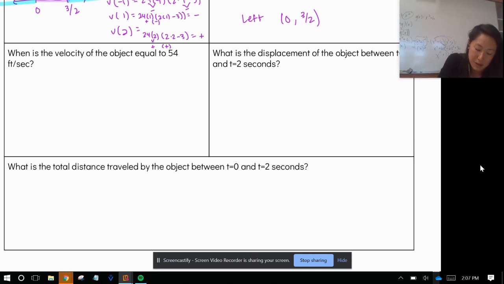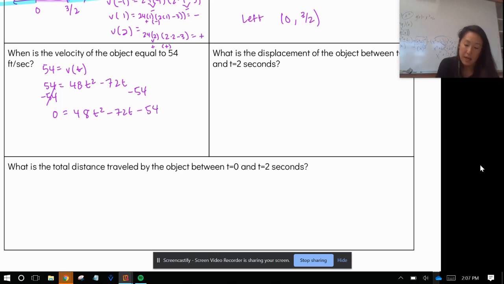All right, when is the velocity of the object equal to 54? So straight up, we're just going to do 54 is equal to v of t. So I have 54 is equal to 48t squared minus 72t. Subtract 54 from both sides. 48t squared minus 72t minus 54, and I went ahead and used my calculator. I used PolySmlt and I got t is equal to negative 0.549 or 2.049 seconds.